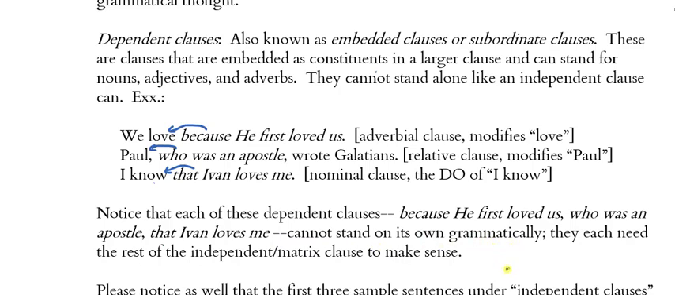Each of them needs the rest of the independent or the matrix clause to make sense. If I walk up to you and say, because he first loved us, you're going to wonder, what does that fragment belong to? There's something larger that it belongs to, and you would be right. And the issue there is that this is a dependent clause, and it must have an independent clause or a matrix clause to be embedded in.